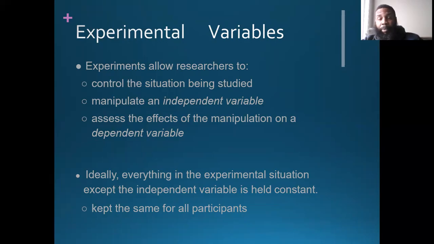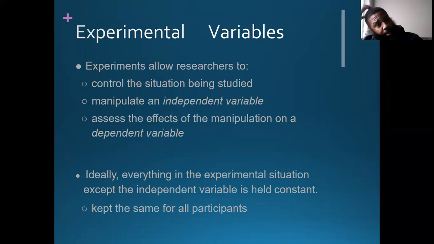So experiments allow researchers to control the situation being studied, to manipulate an independent variable, and to assess the effects of a manipulation on the dependent variable. Ideally, everything in the experimental situation except the independent variable is held constant. So you keep it the same for all participants. And when you keep it the same for all participants, you're minimizing the ways that individual differences could impact the variables that you're trying to test.